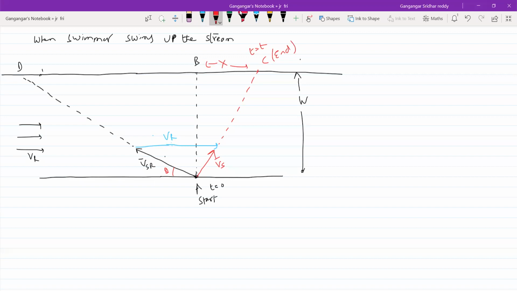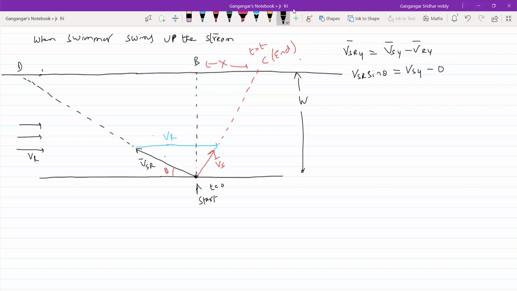Okay, let's do again the same method. VSR bar. So we'll determine the time taken to cross the river. The formula will be W by VSY. What is VSY? VSR sine theta. What do you mean by VSY? This is the unknown thing which we have to find out.